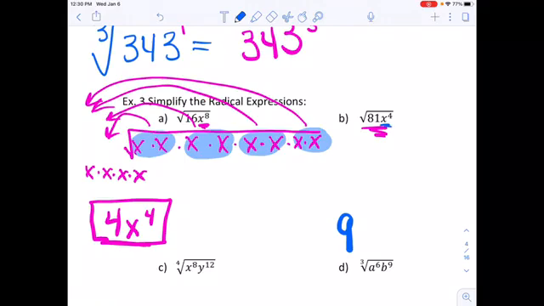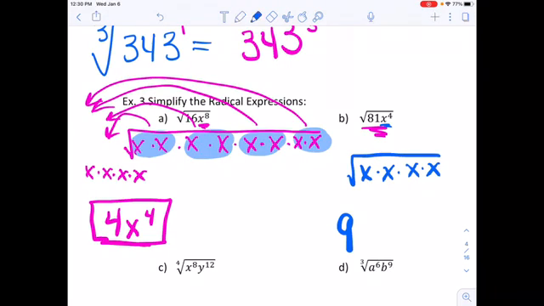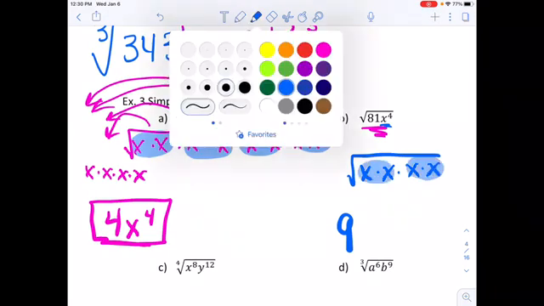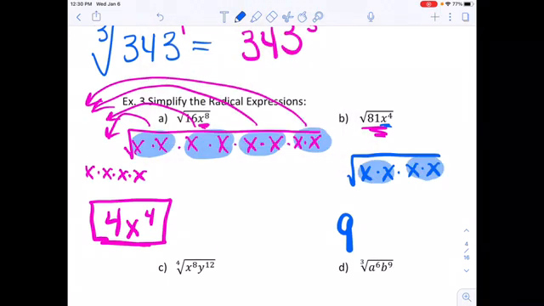And then you can list out your x's. So we have 4 of them, x times x times x times x. If you're taking the square root of those, once again, we need groups of 2. We have 2 groups of 2, so that's just going to bring out 2 x's. So we have x times x, or x squared. Okay?